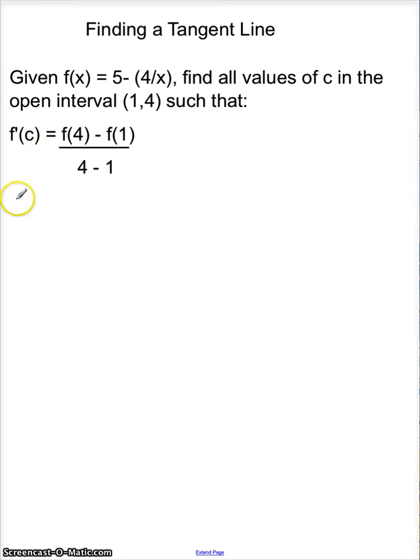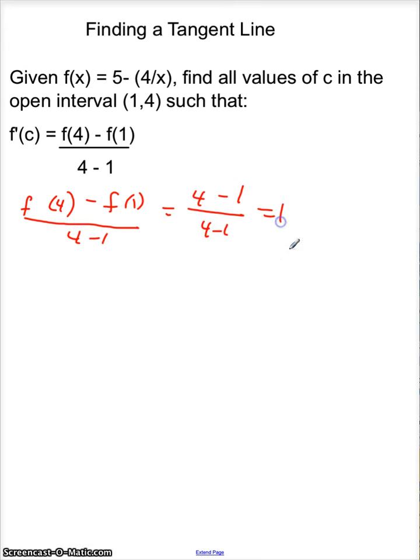Well, I know the slope of the secant line between 1 and 4, because I'm on this open interval, is f of 4 minus f of 1 divided by 4 minus 1, which is equal to, well, f of 4 is 4, f of 1 is 1, that's interesting, divided by 4 minus 1, and that's just 1.